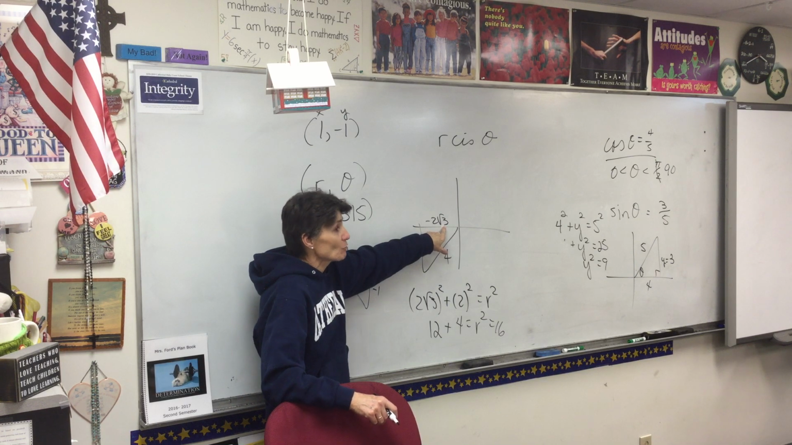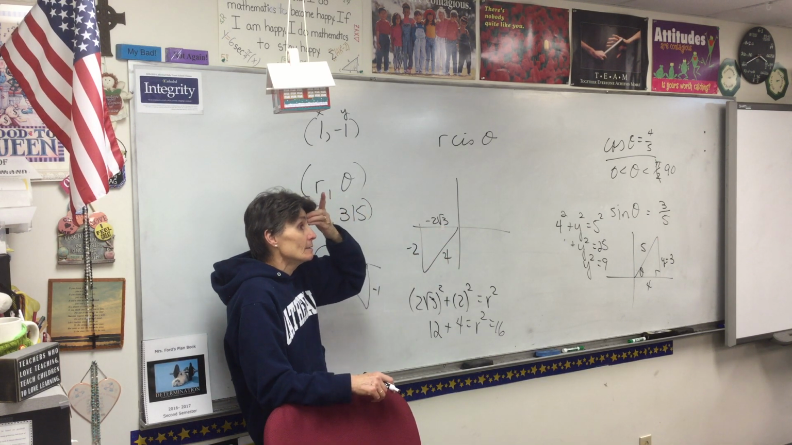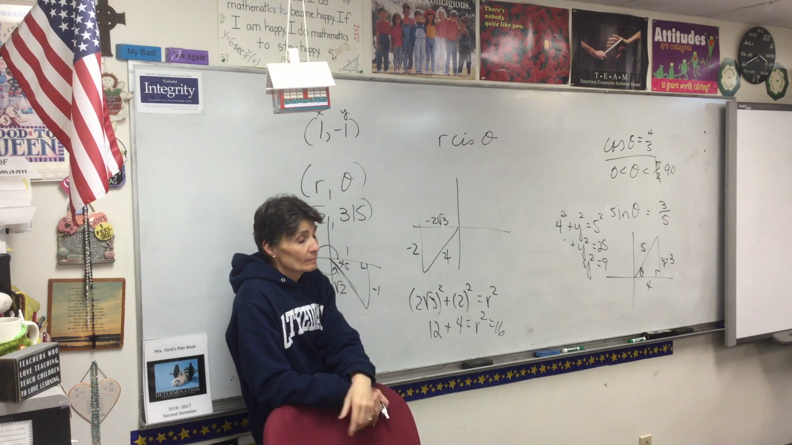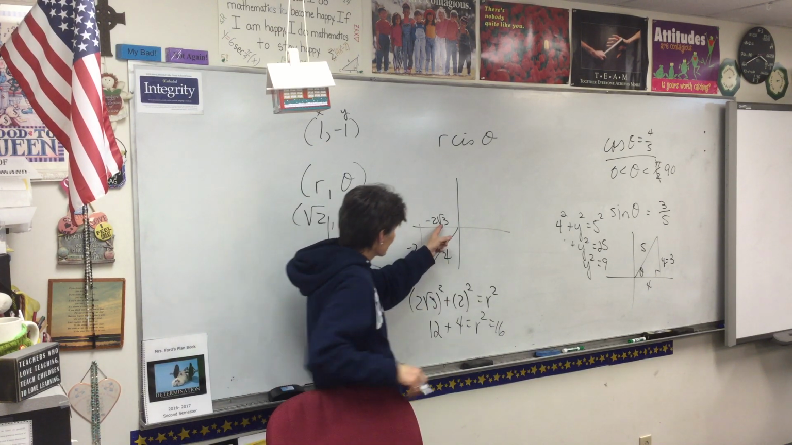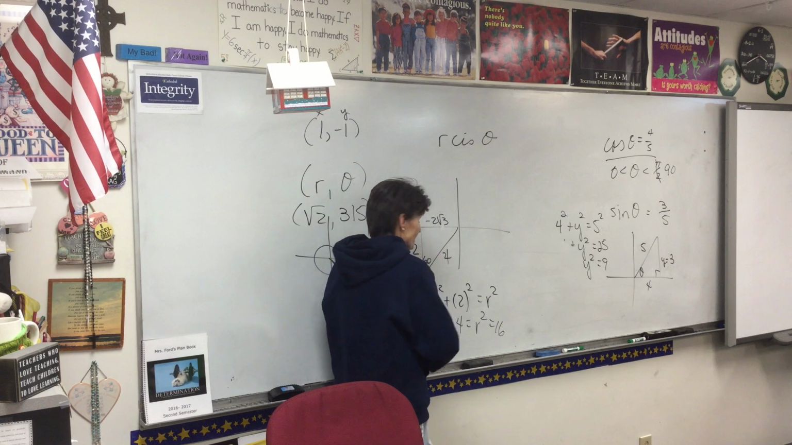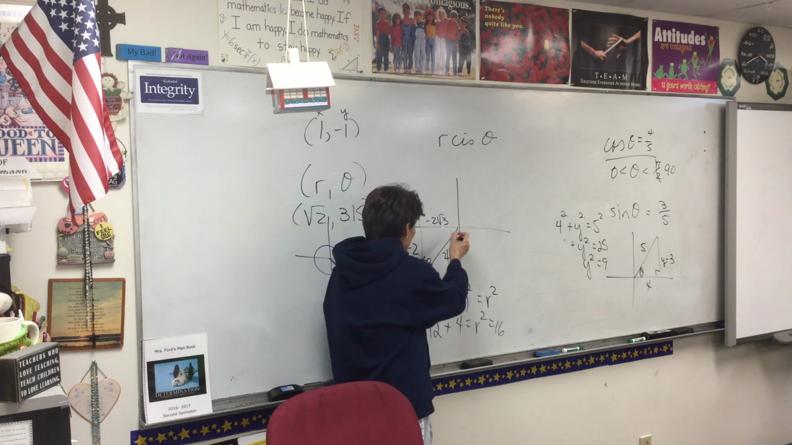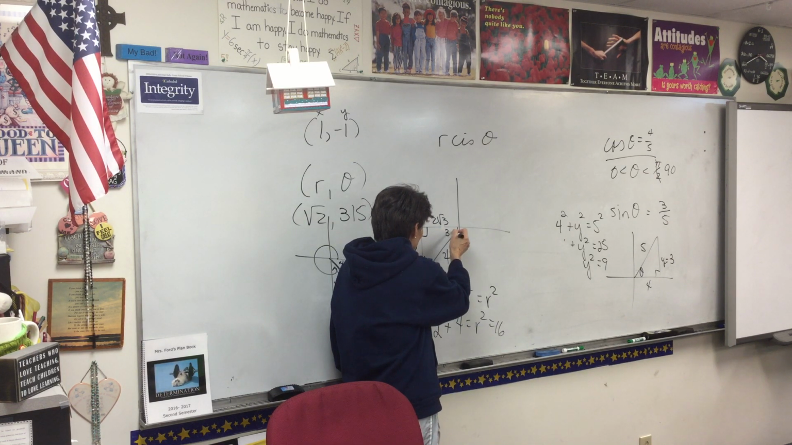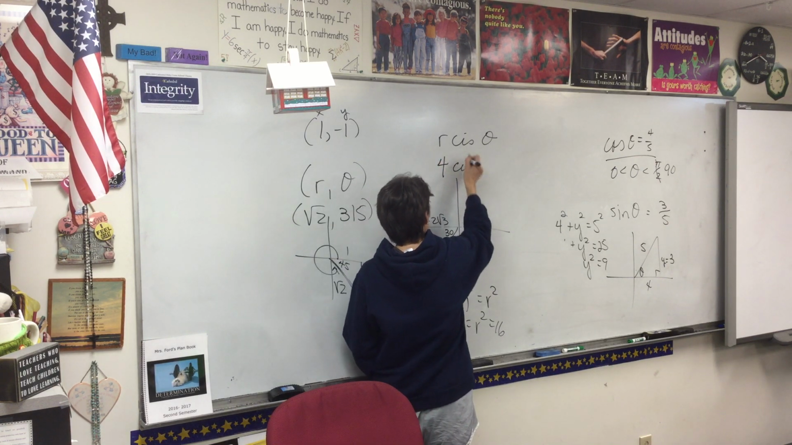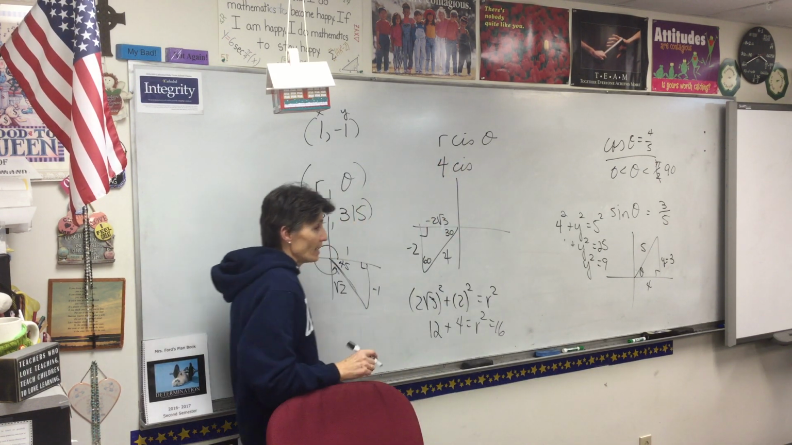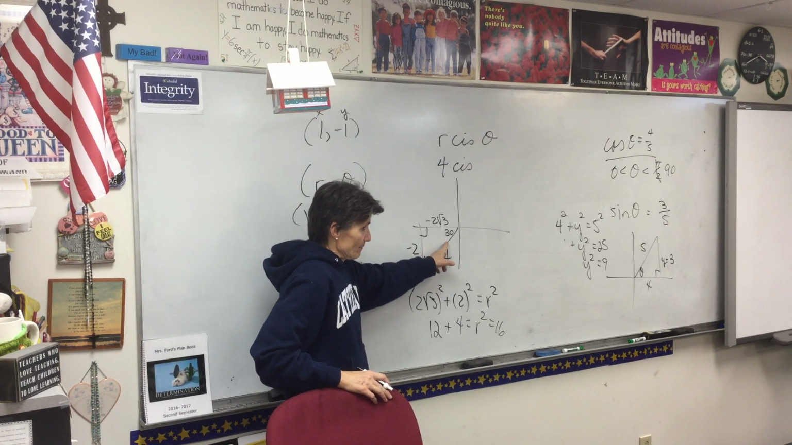What kind of triangle do I have here? 30, 60, 90, right? And if that's the √3, shouldn't this be the 60 down here? So what does that make this one? The 30. Now, R is 4. We figured that out. Theta is not 30.